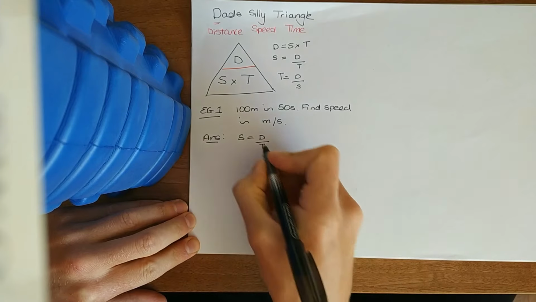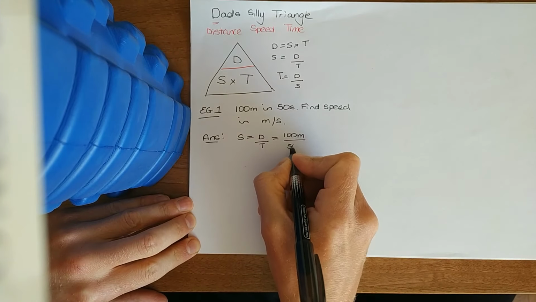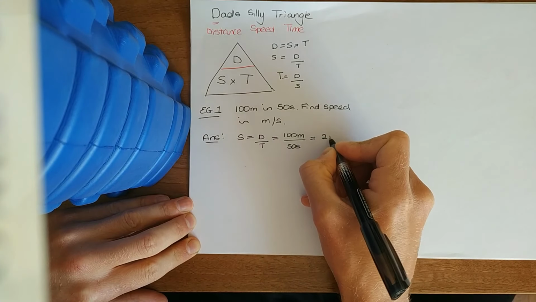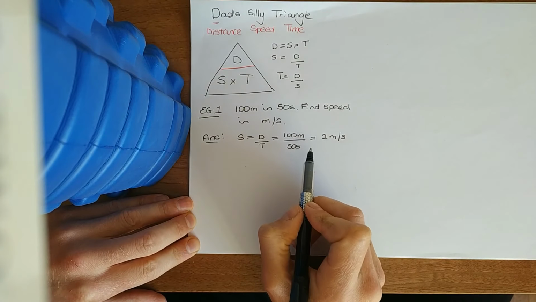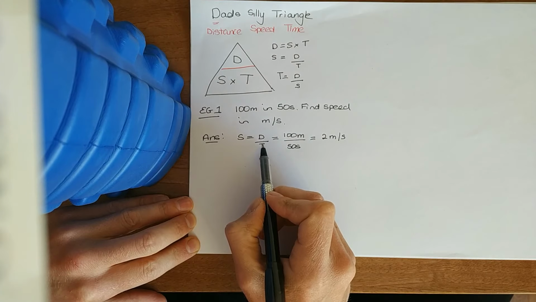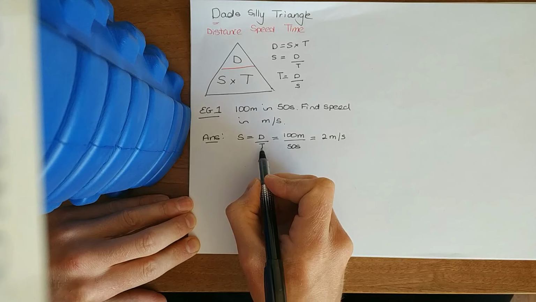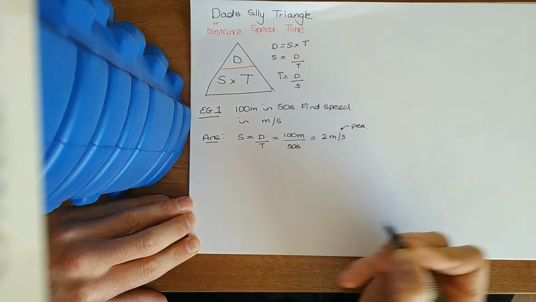Now what's your distance? Your distance is 100 meters. Your time is 50 seconds. So 100 divided by 50 is 2 meters per second. And that's where that term comes from, kilometers per hour. Kilometers stands for distance, hour stands for time. Miles per hour: miles is distance, hour is your time. Per, that wee slash there, means per.